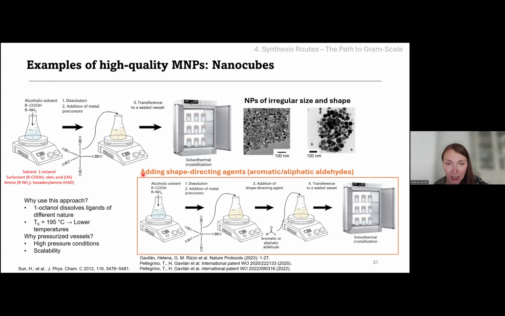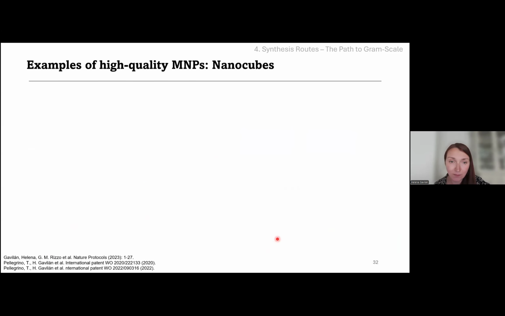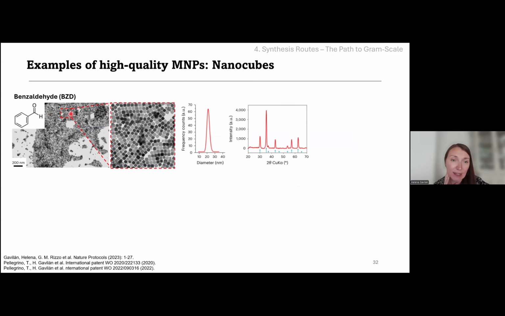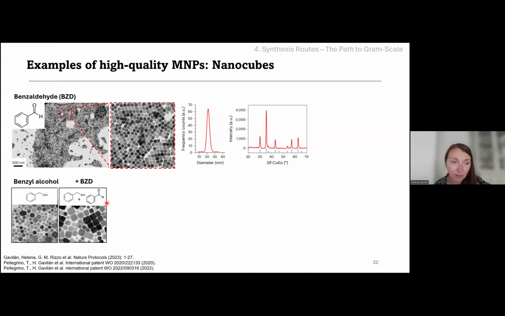So this was the route that I came up with using an aromatic or aliphatic aldehyde. So I will tell you the results. The difference is clear, right? When using benzaldehyde, we obtain really monodisperse iron oxide nanocubes. This is the size distribution, really crystalline, okay?